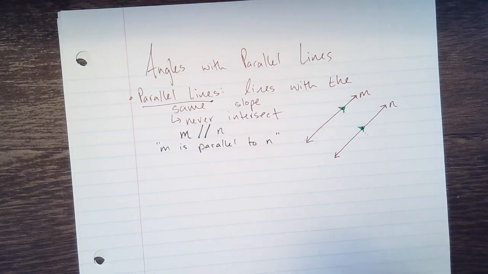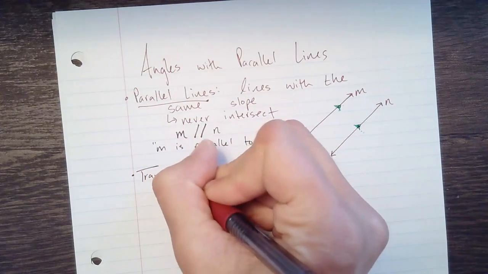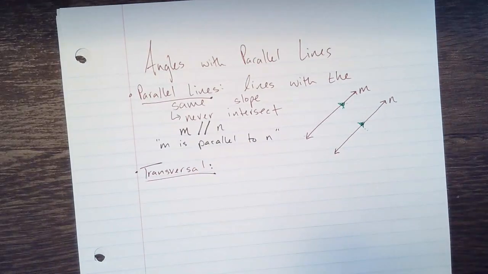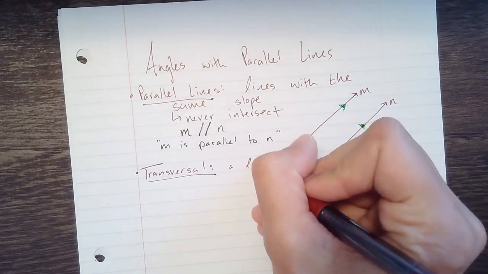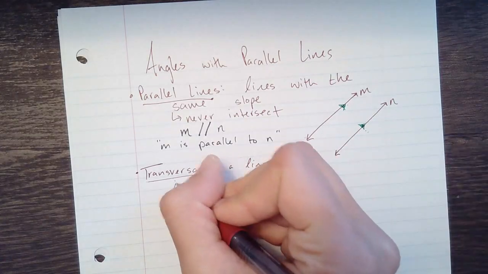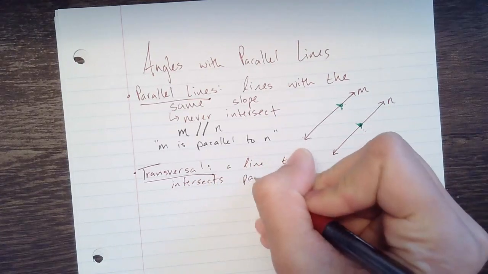Okay. Next we have something known as a transversal. And a transversal is a line that intersects parallel lines.